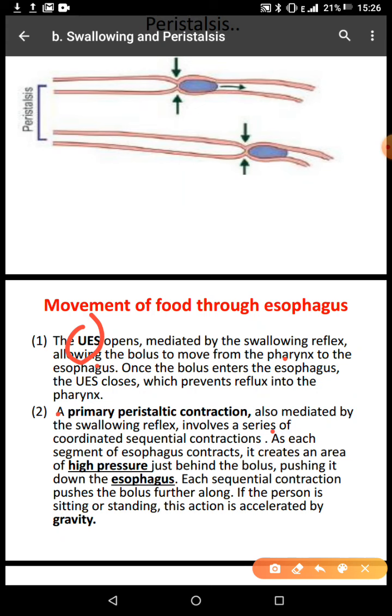As each segment of the esophagus contracts, it creates an area of high pressure just behind the bolus, pushing it down the esophagus. Each sequential contraction pushes the bolus further along. If the person is sitting or standing, this motion is also accelerated by gravity. So the purpose of muscle contraction is to create a force or a pressure that will move food or the bolus towards the stomach or towards the anal region. That's the purpose of muscle contraction.